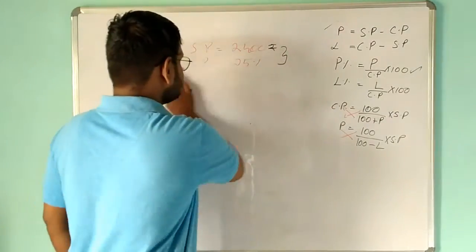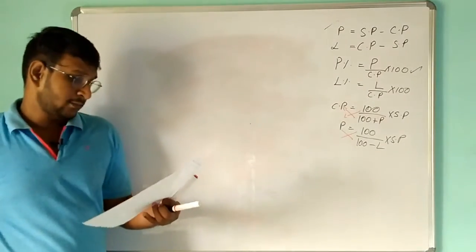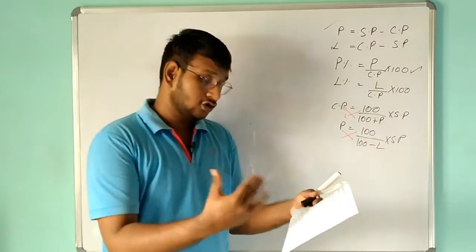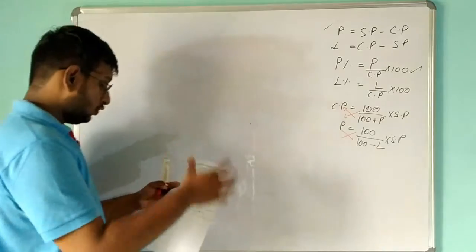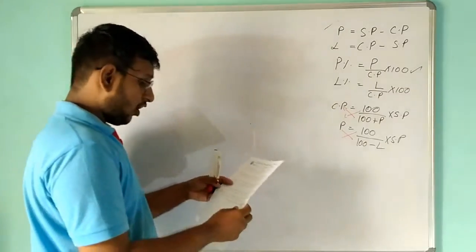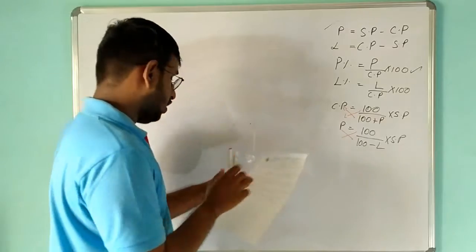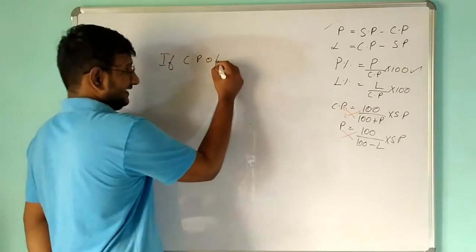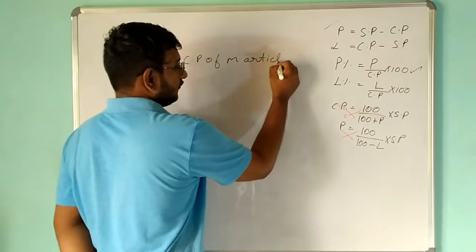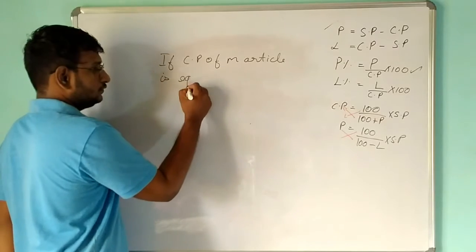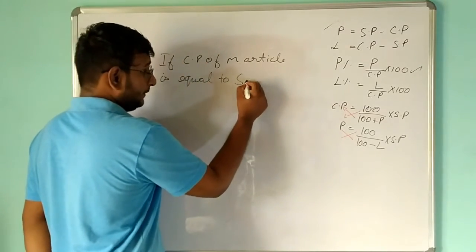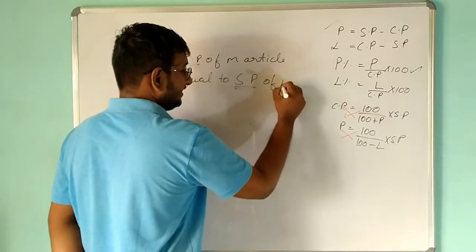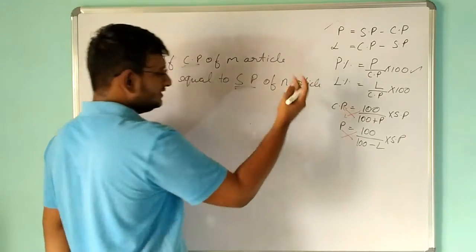Before going into the next problem, we have to learn something else. In order to solve the fourth problem, we need to know another formula. That formula is: if the CP of M articles is equal to the SP of N articles, that is, if the cost price of M articles is equal to the selling price of N articles, article in the sense a product.